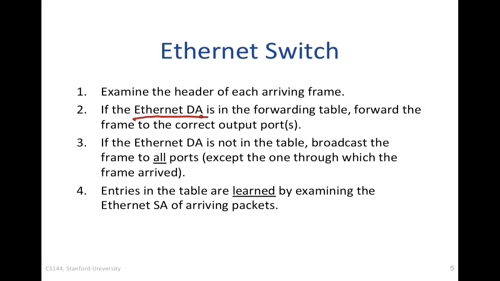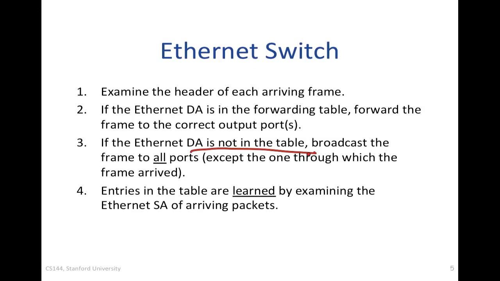If it finds that the Ethernet destination address is not in the table, in an Ethernet switch, it broadcasts the frames to all ports. Well, all ports except the one through which the frame arrived. In other words, it doesn't know where to send it, so it's going to flood it to everybody in the hope that it'll reach its destination.